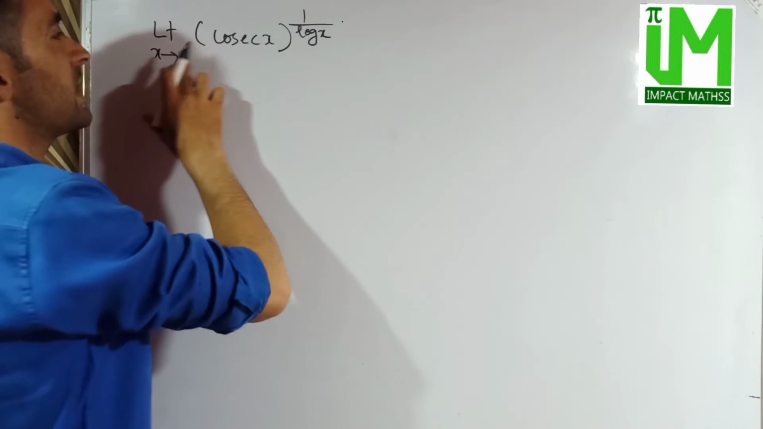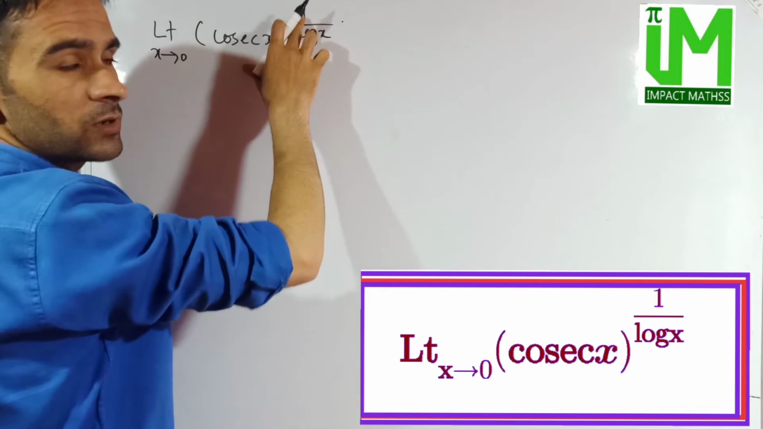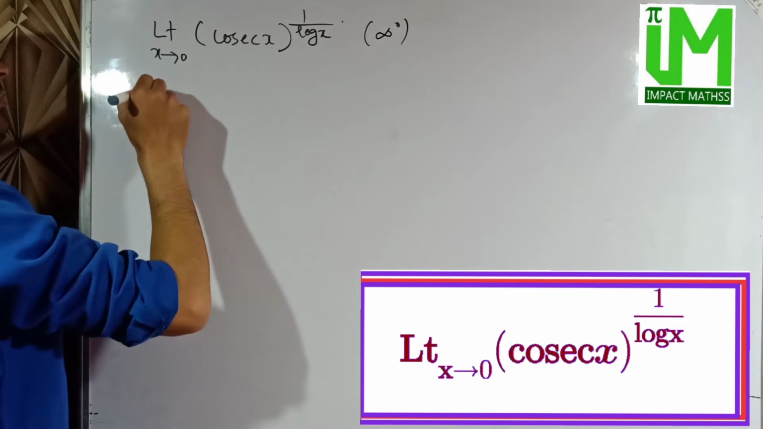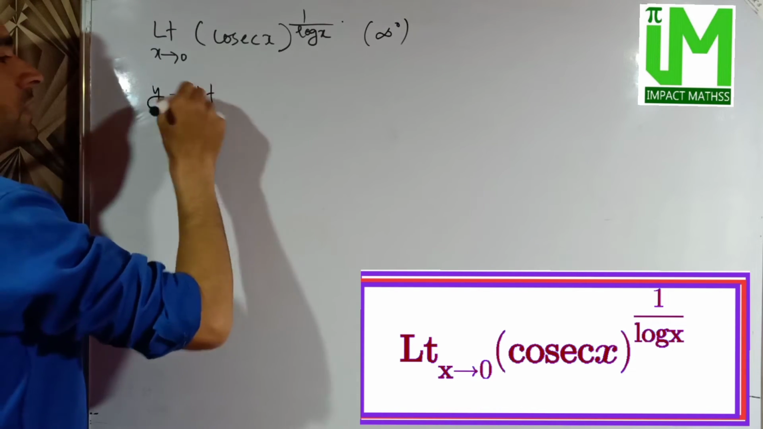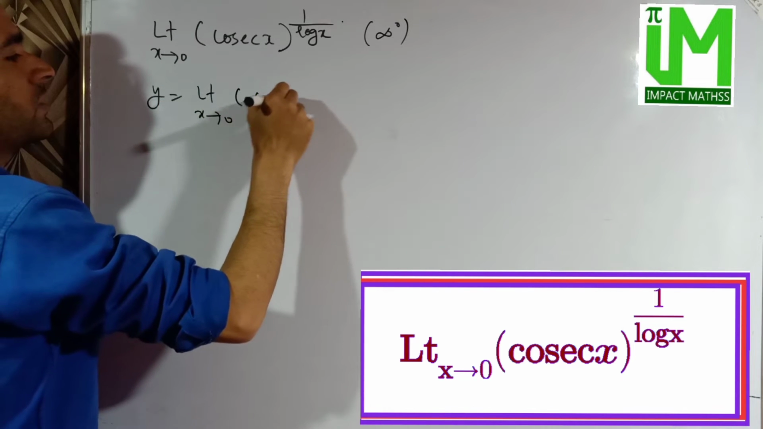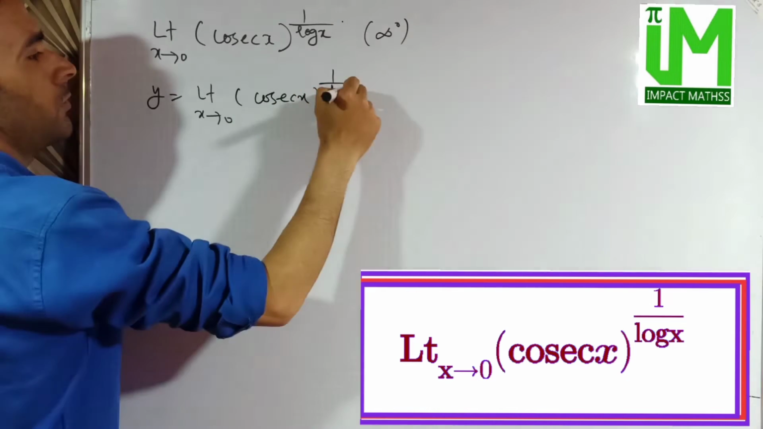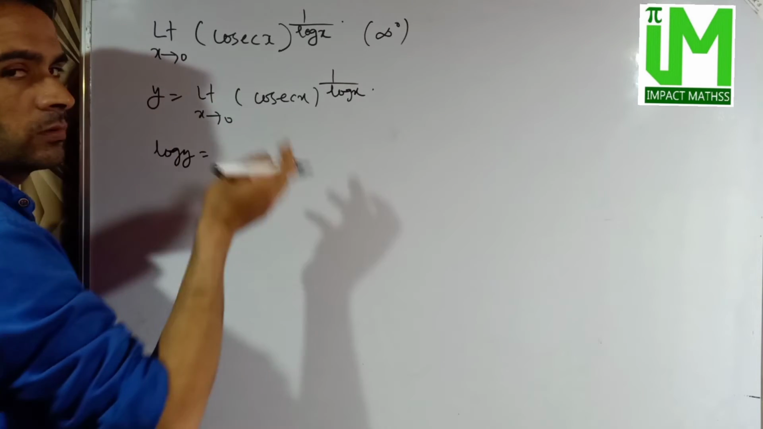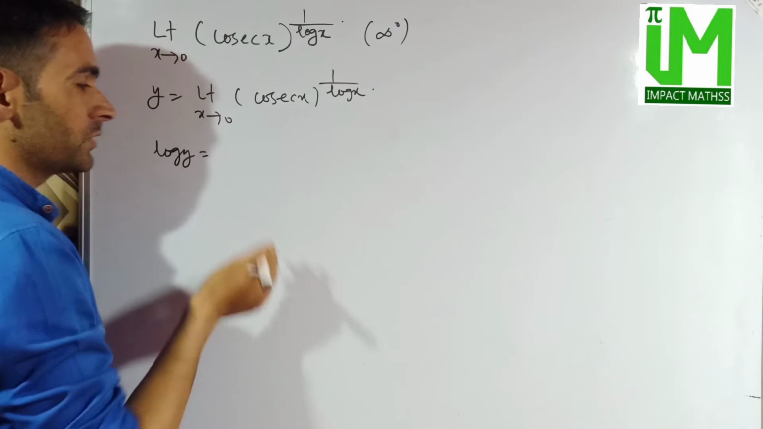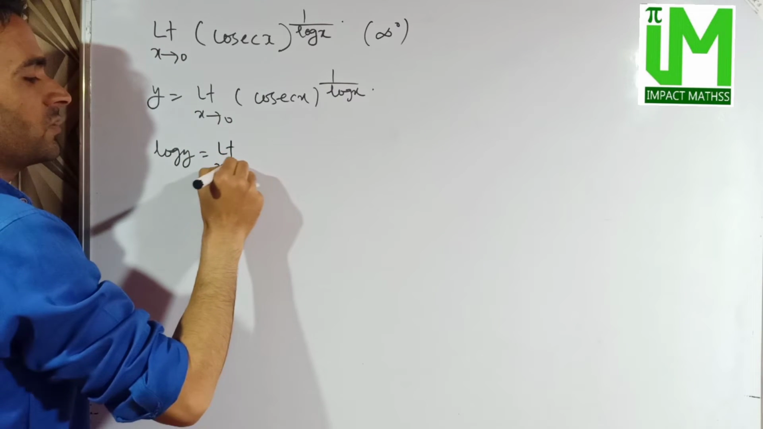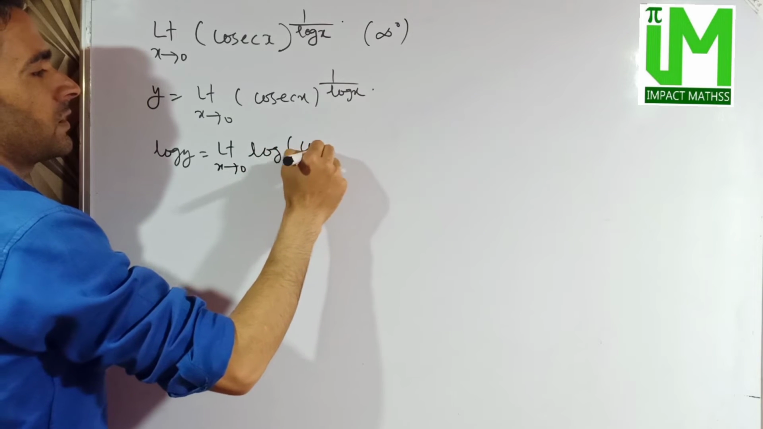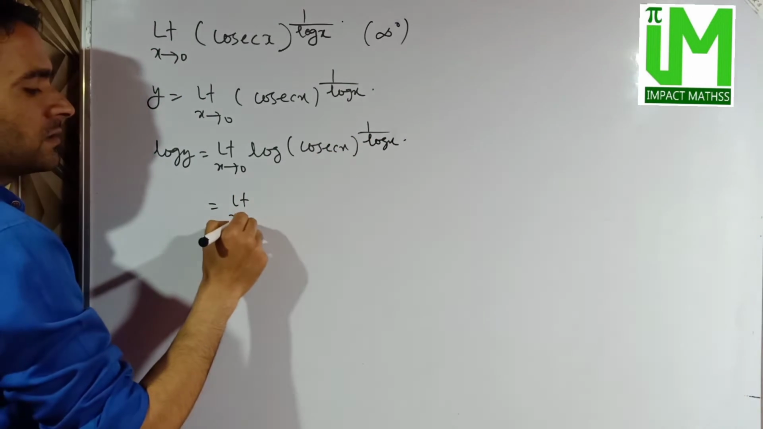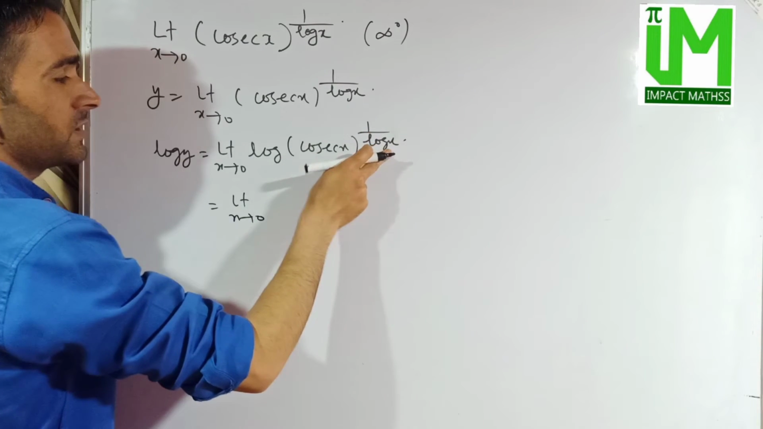So next example is limit x tends to 0 cosec x raised power 1 by log x, and this is infinity to the power 0 form. So writing let y is the limiting value of this thing, so let y is equal to limit x tends to 0 cosec x raised power 1 by log of x, taking log both sides. So log of y is equal to, and we know log of limit of a function is limit of log of that function, so it will be limit x tends to 0 log of cosec x raised to power 1 by log of x. And next we can write this as limit x tends to 0 or 1 by log of x आगे multiply होगा.